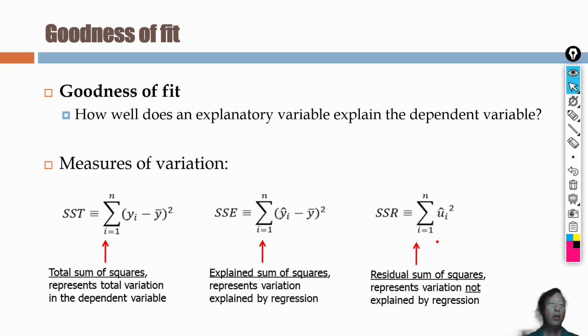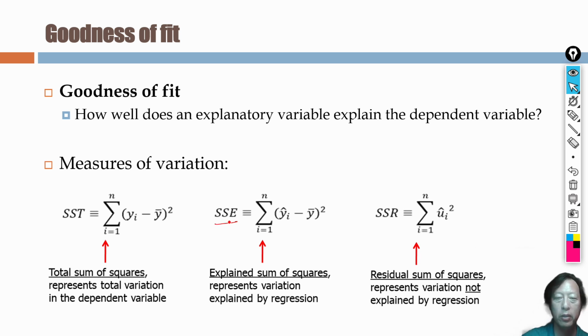So once you find the regression line, then we have to evaluate how good the line is. We call this goodness of fit. So how good does my line fit the data? How well does the explanatory variable explain the dependent variable? How much? So we will find out the measure of variance.